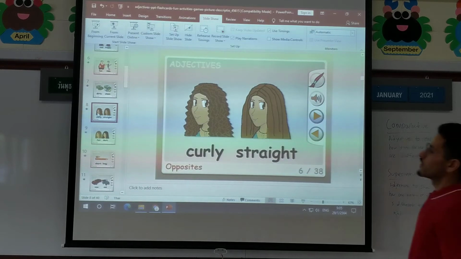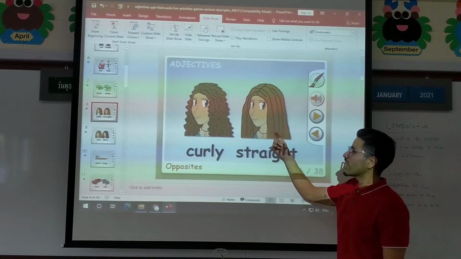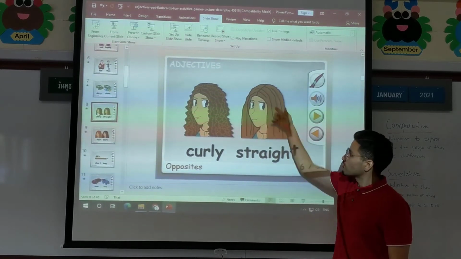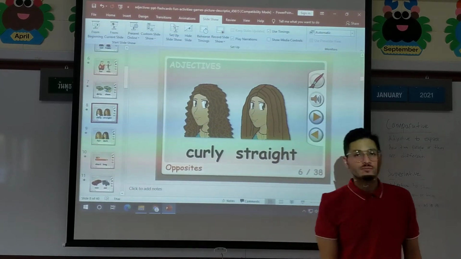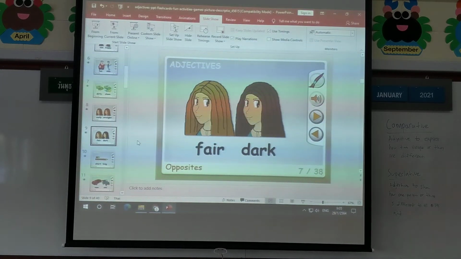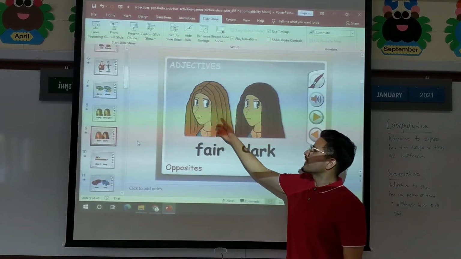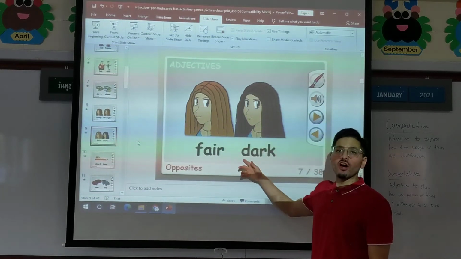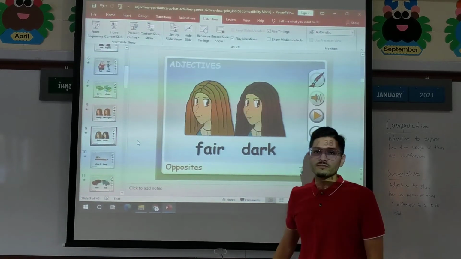Now we have, what kind of hair does she have? And what kind of hair does she have? She has curly hair. She has straight hair. So the opposite of curly is straight. Okay? Now, the adjective fair, it means light. It's a lighter color. And the opposite is dark. Okay? So she has fair hair. She has dark hair.